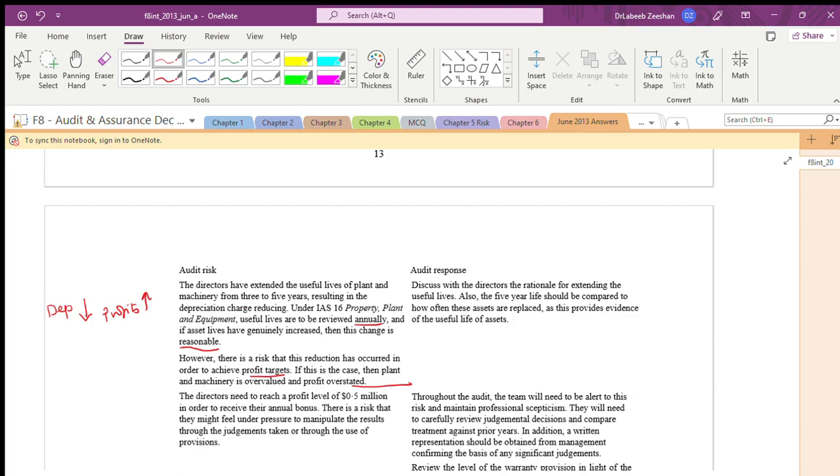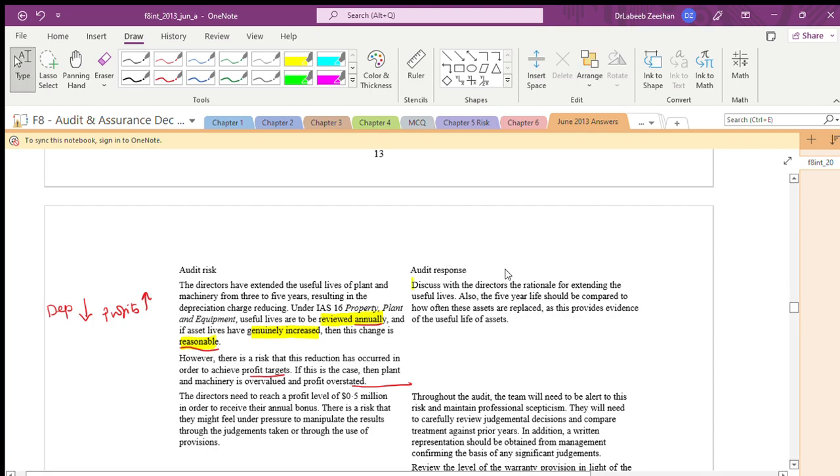If there is a rule, you have to review it annually. If the asset's life has really and genuinely been increased, then this change is reasonable. But only to achieve the target of the profits, we should not extend the life of the asset. This is what I told you.